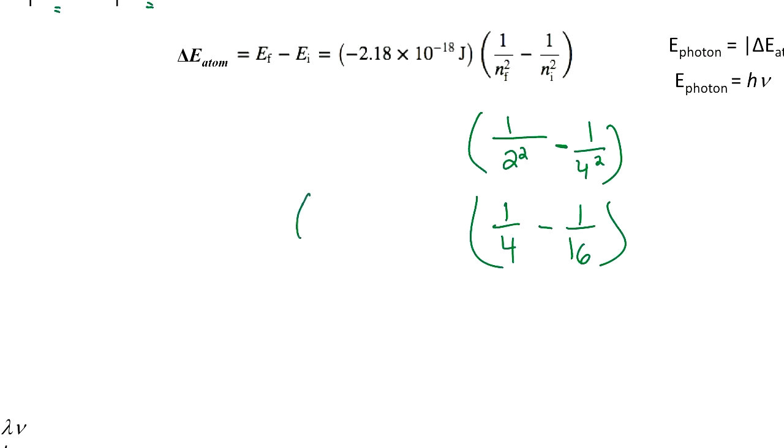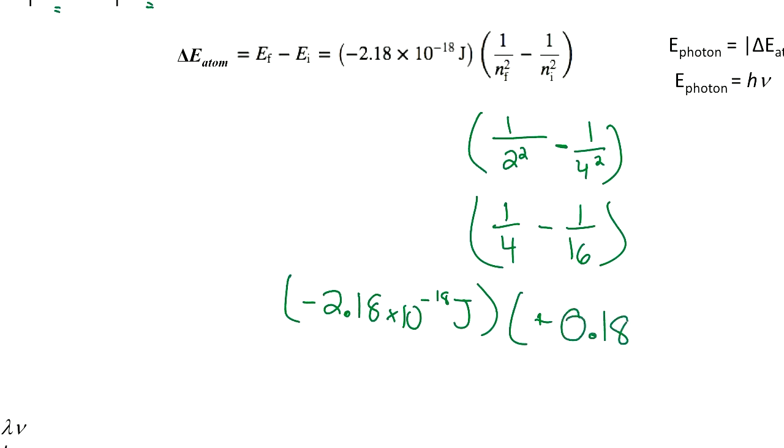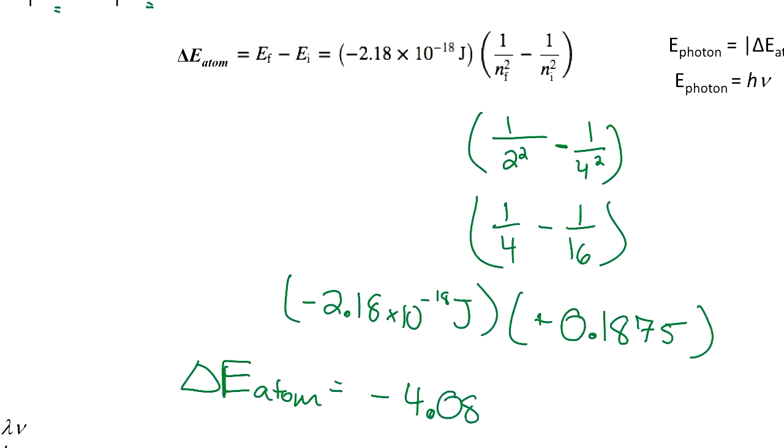So we're going to multiply that. We have negative 2.18 times 10 to the negative 18 joules, times 1 over 4 minus 1 over 16, which is equal to positive 0.1875. Right? So what we see here is that the energy change of our atom is equal to negative 4.087 times 10 to the negative 19 joules. All right?